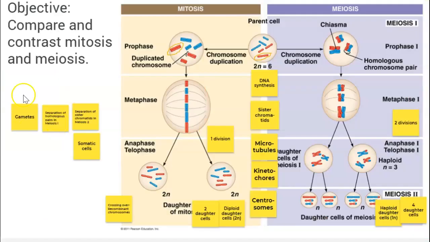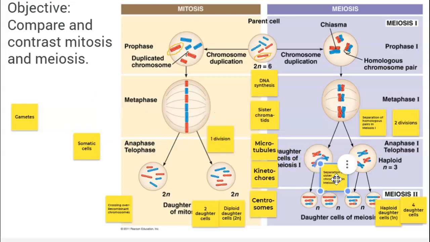So just to reiterate, without being zoomed in, in metaphase 1, when they're lining up in the midline, it is the homologous pairs that line up. And then when they separate during anaphase and telophase, it is the homologous pairs that separate. And then during meiosis 2, that is when the sister chromatids are going to separate.